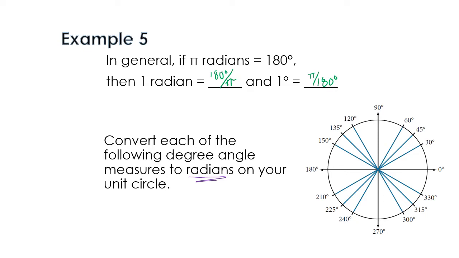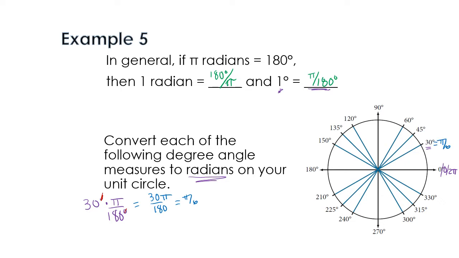So this 0 degrees is obviously just going to be 0 or 2 pi radians. If we're looking at 30 degrees, to go from degrees to radians, we take 30 degrees and multiply it by pi over 180 degrees, because 1 degree is equal to this. By doing it that way, the degrees will cancel and we're left with 30 pi over 180, which reduces to pi over 6. So this is pi over 6.